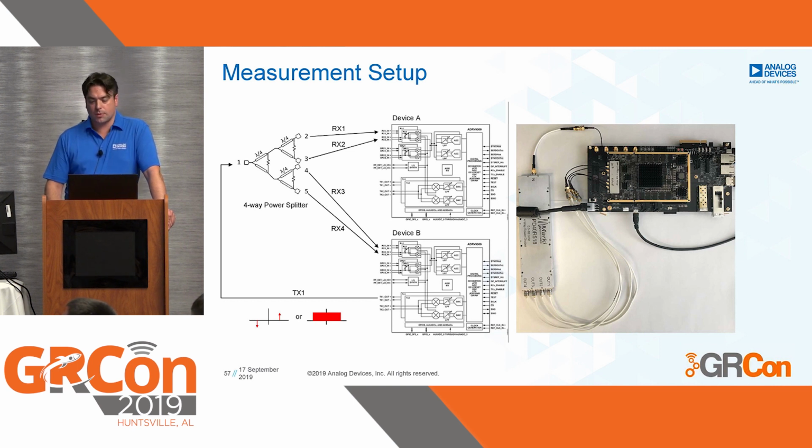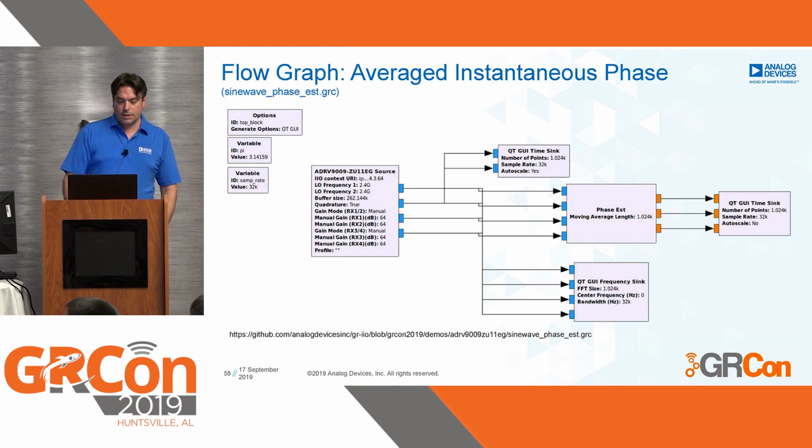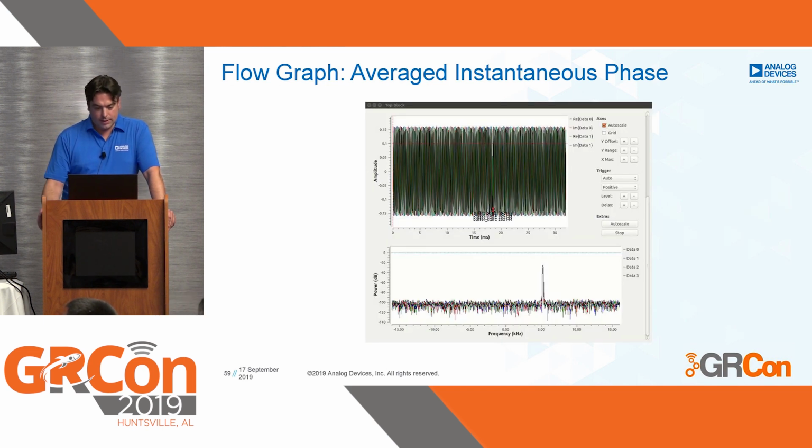This is how the measurement setup looks. We use the 1TX from one device, either providing a sine wave or playing back a noise spectrum, feed it into a 4-way power splitter, and then feed the signal back into the receivers. This is how the flow graph looks for the average instantaneous phase. We have the ADRV9009 GNU Radio source, feed it into the hierarchical block, and visualize it. This is an example here.